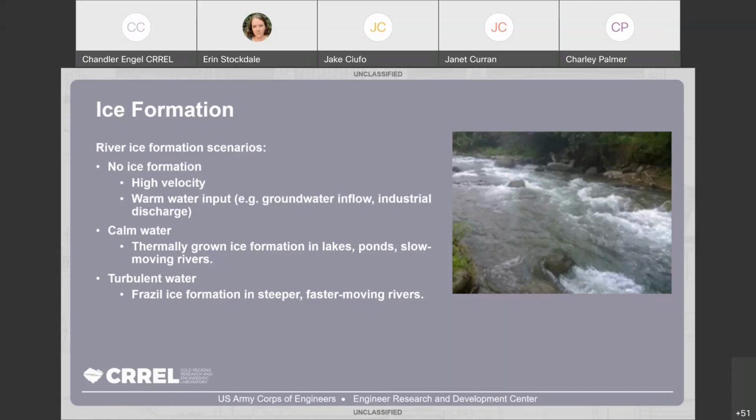The next category or scenario is ice forming in calm water. We talked about this a little bit. Thermal ice growth is ice forming and growing in slow-moving water. It's typical of lakes and ponds and that sort of thing. And then last, we have ice formation in turbulent water. This is characterized by Frazil Ice formation and Frazil processes, and we'll talk a lot more about that as we move on.